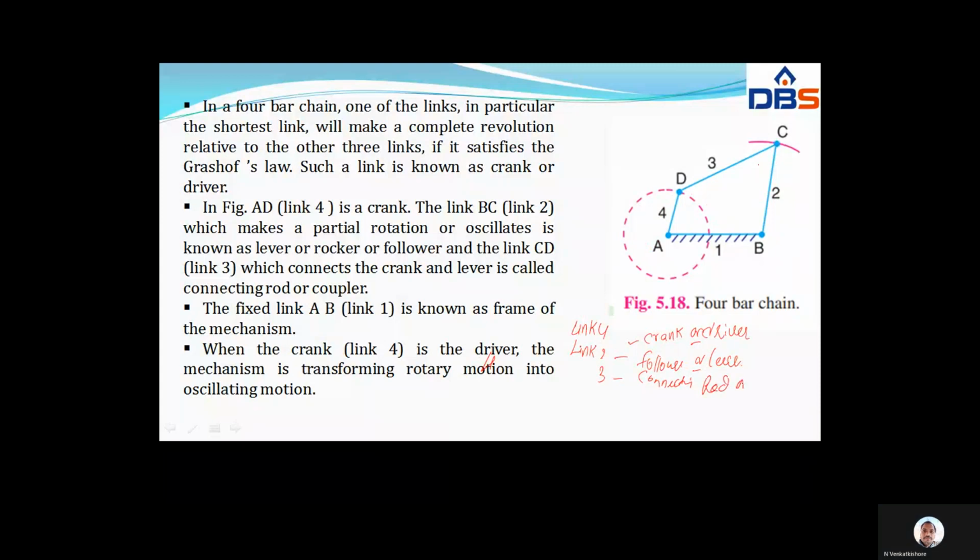Connecting rod or coupler. So the fourth link is rotating a complete revolution, so it is called a crank. Then we see the second link, it has a partial rotation, so we call it a lever. And the connection between the crank and the lever, we call it a connecting rod. And what about the rest of the thing? Link 1 is a fixed frame, the fixed frame of the mechanism.